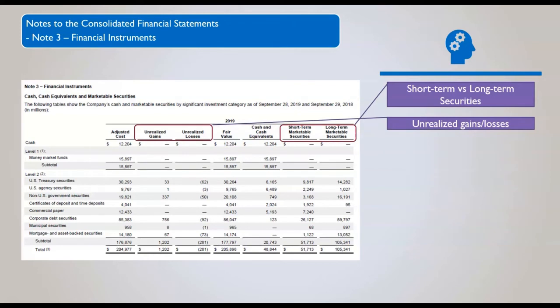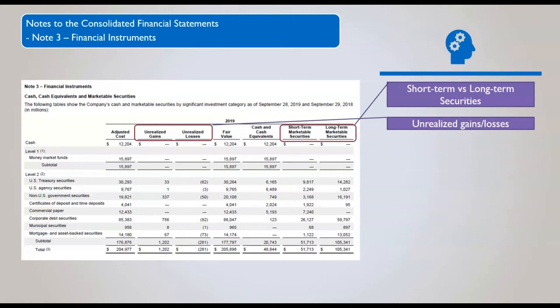Unrealized gains and losses. So we also see columns for the unrealized portion. And the key takeaway for this is that unrealized gains and losses on marketable debt securities classified as available for sale are recognized in other comprehensive income or loss, or the OCI statement. This is because the marketable securities have been classified and accounted for by Apple as available for sale.